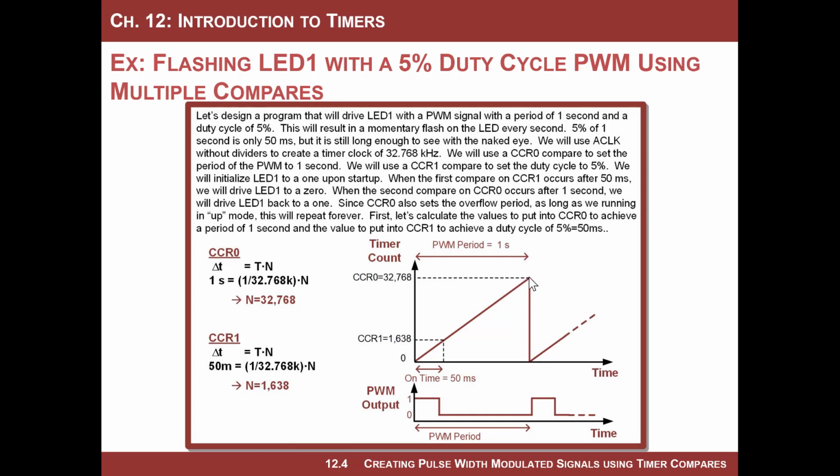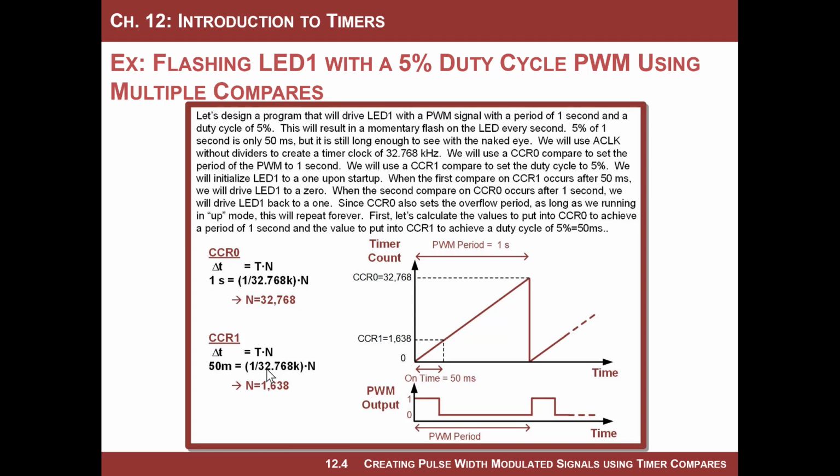So that will be my periodic event, and that CCR0 interrupt service routine will take the signal that I'm driving to a 1. Then I need another compare, which is going to generate the duty cycle. So what is the duty cycle? Well, it's 5% of a second. So if I multiply that, I end up getting 50 milliseconds or 0.05 seconds.